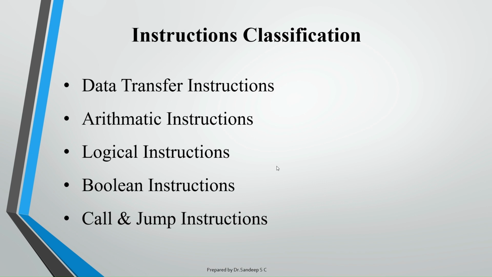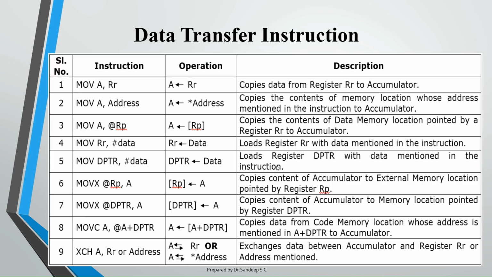Then we have call and jump instructions. Call is for function calls or subroutine calls. Jump is for both conditional and unconditional jumps. We'll see the instructions in each of these classifications one by one.